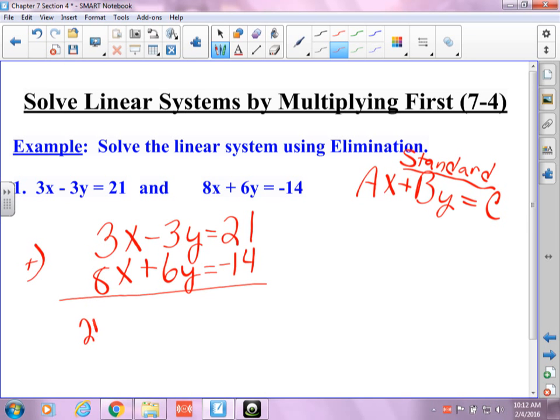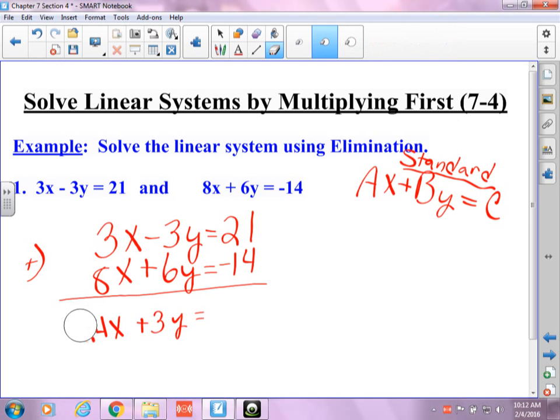3x plus 8x gives me 24x. Okay, negative 3y plus 6y gives me plus 3y. Oh, not 24, I multiplied. Sorry, 11. Thank you. 11x. And then 21 plus negative 14 is 7. Right?